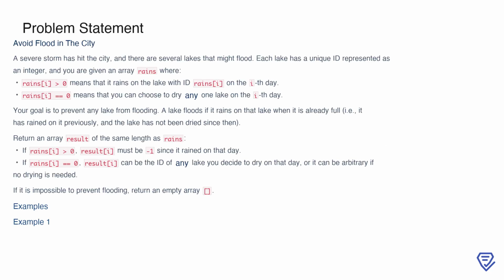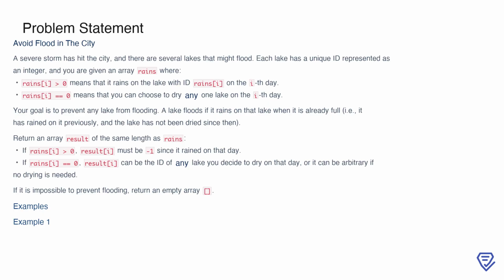Imagine a city struck by a severe storm, where multiple lakes are at risk of flooding. Each lake is uniquely identified by an integer, and you are given an array called rains. In this array, if rains[i] is greater than 0, it means that it rains on the lake with ID rains[i] on the ith day. On the other hand, if rains[i] equals 0, this represents a day where you can take action to dry any one lake of your choice. The challenge is to prevent any lake from flooding.